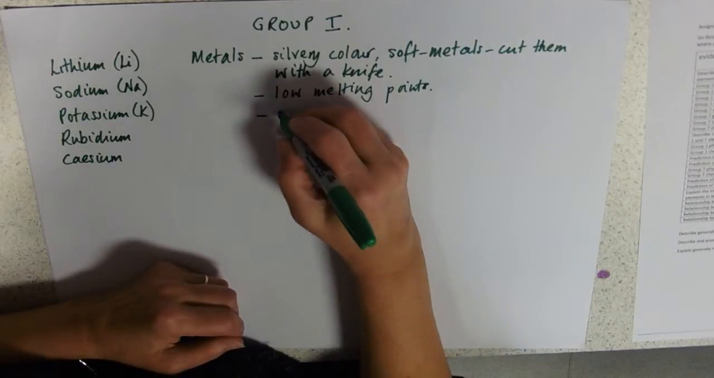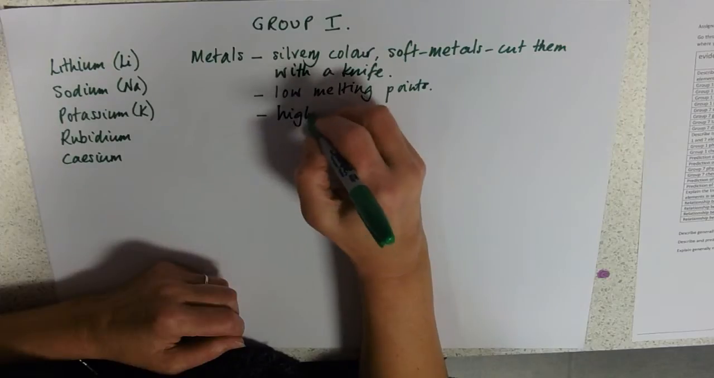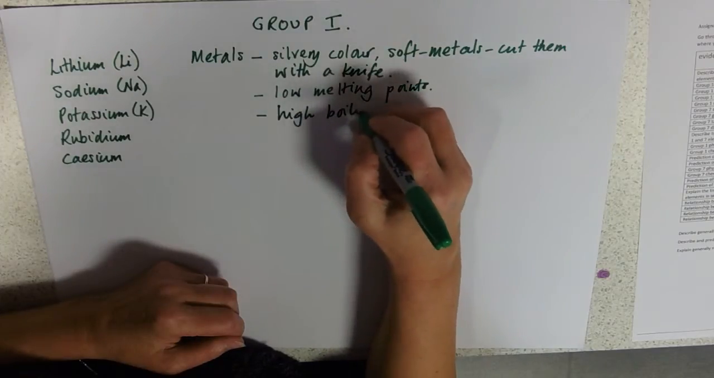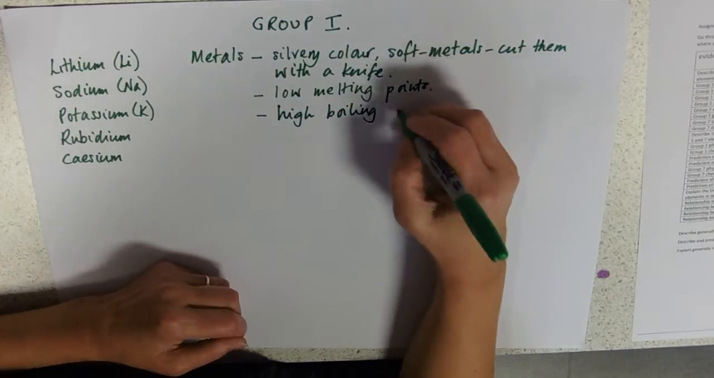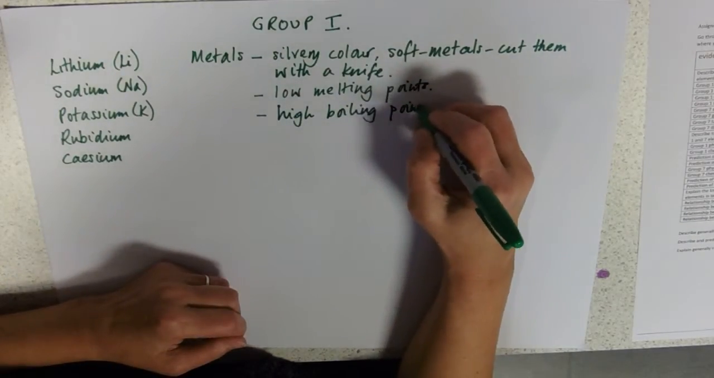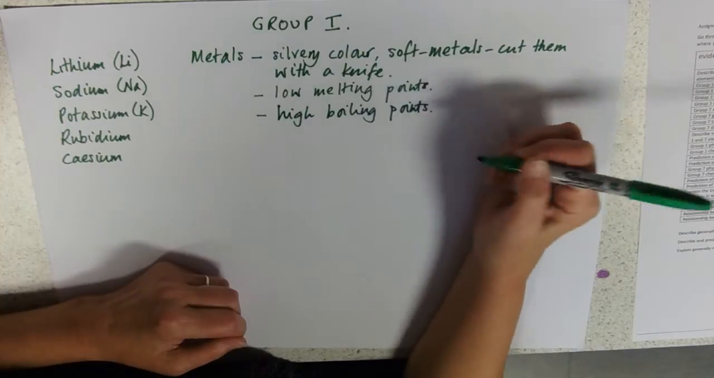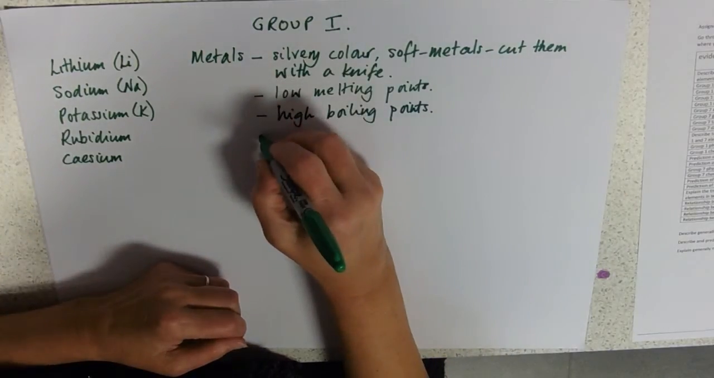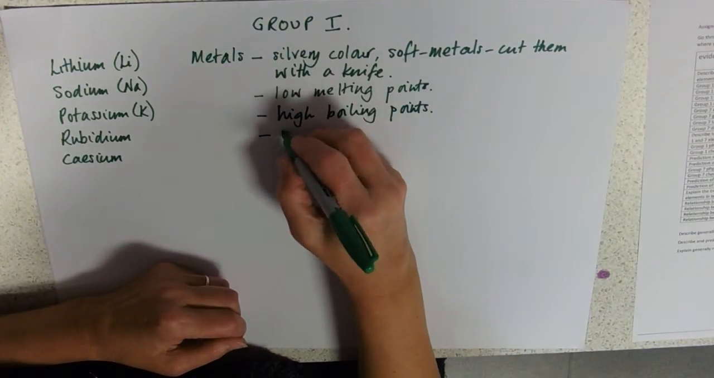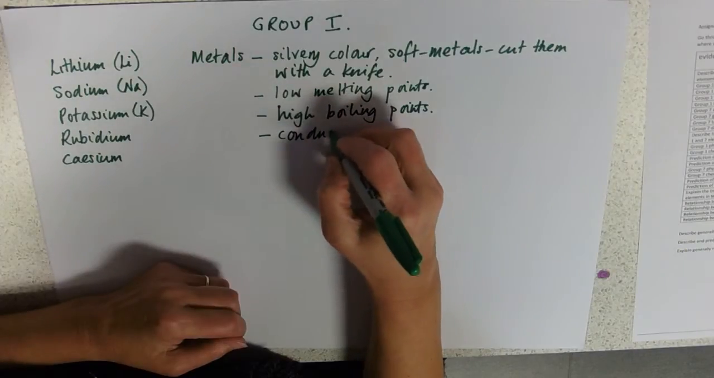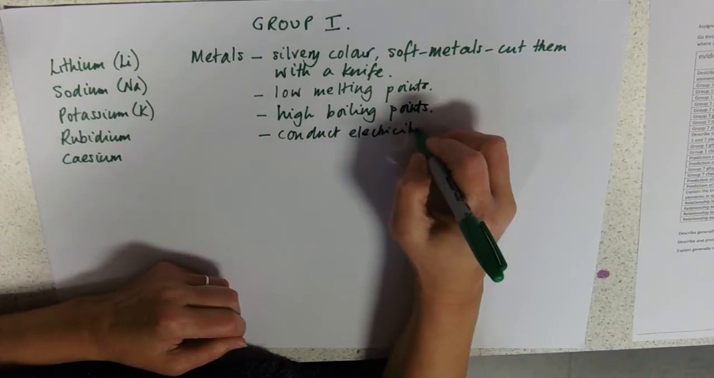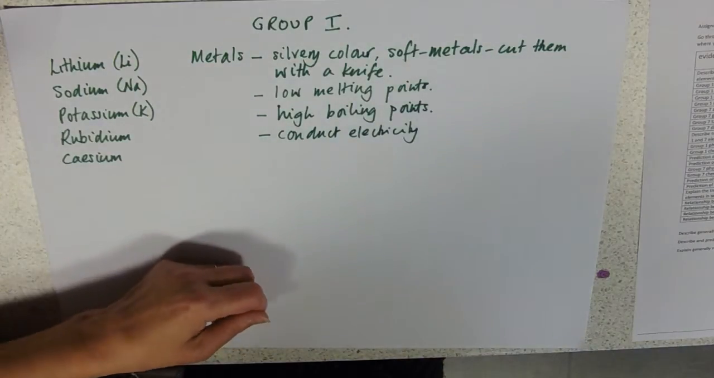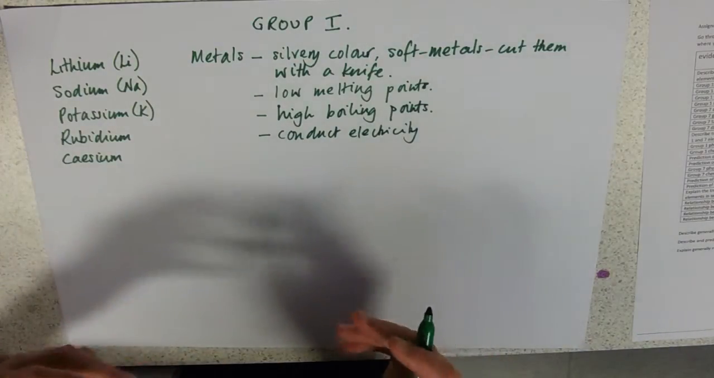In contrast, their boiling points are high. So you can't make any of them boil in your oven. And a further property, being a metal, they all conduct electricity. So they can all make electrons flow through them.